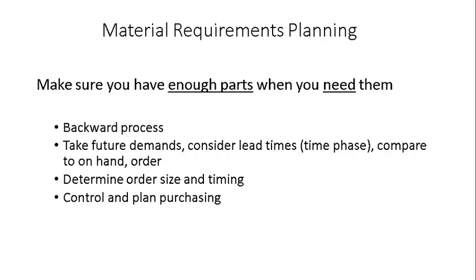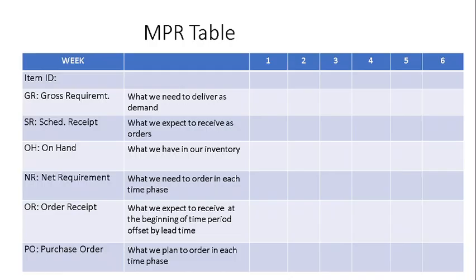to the order that we have. And following a specific procedure, we determine the order size and timing. And this allows us to control and plan our purchasing. In brief, what we have here is an MRP table. And this is usually being the basis for the calculation of our purchase orders.